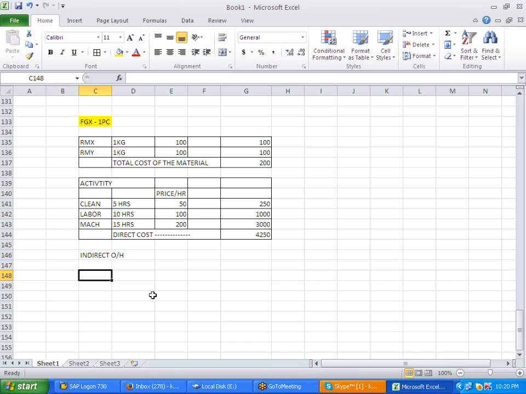Now for these indirect overheads, how do we allocate? What I have done for many clients is they either put down 10% on the material cost or 10% on the activity cost. On a random basis they take it this way. So 10% on my material will be how much? 20, right? 10% on my activity will be how much? 425, right?